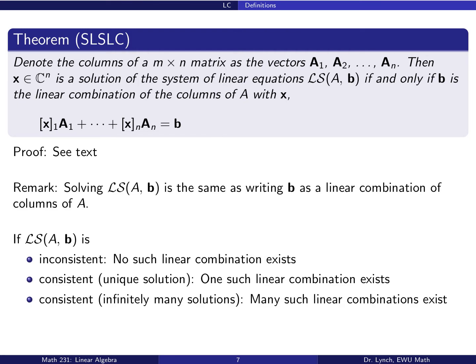So that's what we summarize here. Solving LS(A, b) is the same as writing b as a linear combination of the columns of A. Now, of course, that linear system may be inconsistent, in which case no such linear combination exists. It may be consistent with a unique solution, in which case only one linear combination exists. It may be consistent with infinitely many solutions, in which case many linear combinations exist.